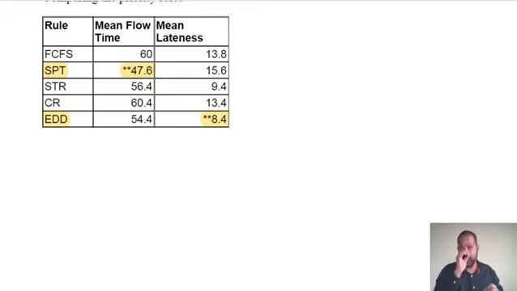So if in any question they ask me to minimize mean flow time, I know to sequence it by SPT, don't do trial and error. If they ask me to minimize the lateness, then I will always sequence it with EDD.